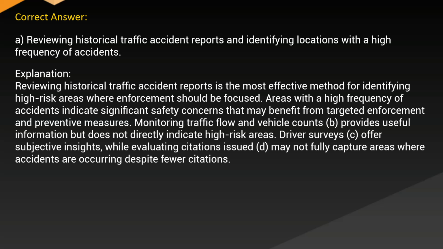Correct answer: A. Reviewing historical traffic accident reports and identifying locations with a high frequency of accidents. Explanation: Reviewing historical traffic accident reports is the most effective method for identifying high-risk areas where enforcement should be focused. Areas with a high frequency of accidents indicate significant safety concerns that may benefit from targeted enforcement and preventive measures.